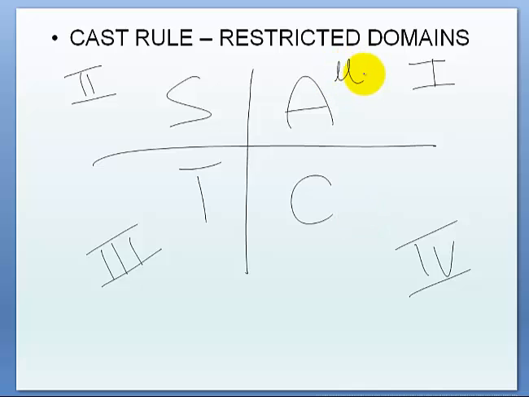So all are positive in quadrant 1. So sine, cosine, and tangent, as well as their reciprocals, are positive in quadrant 1. Sine is positive in quadrant 2. So remember, sine refers to y values, and if you think of this as an x and y plane, then you can remember that y values are positive above the x-axis.